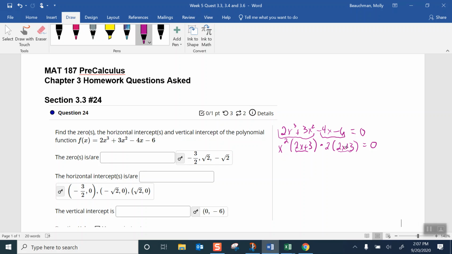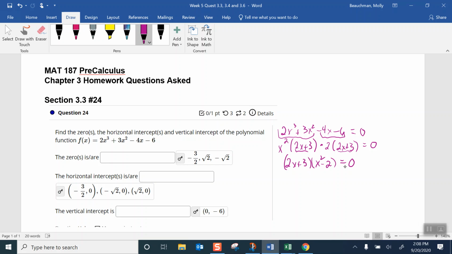Now we have two expressions where 2x plus 3 is the common factor, so we factor out 2x plus 3, and we're left with x squared minus 2 equal to 0. Let me not forget the x squared on the outside. I should have written x squared out there. So I have x squared minus 2, let me just double check, 2x plus 3.